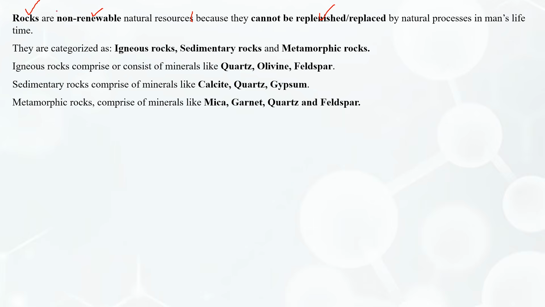What's the composition of rocks? They are categorized as igneous, sedimentary, and metamorphic rocks. Igneous rock consists of quartz, olivine, and then feldspar. Sedimentary rocks have something like calcite, quartz, gypsum. Metamorphic rocks comprise mica, quartz.